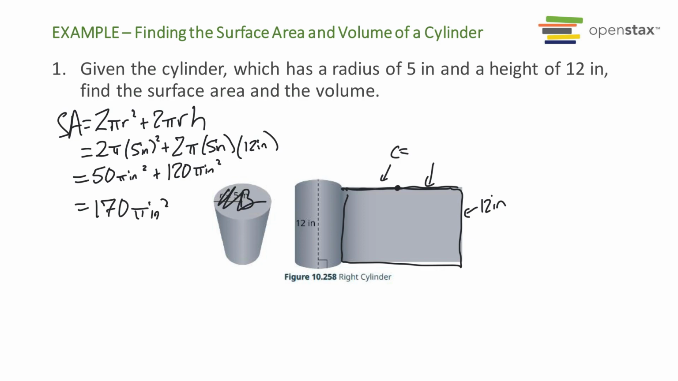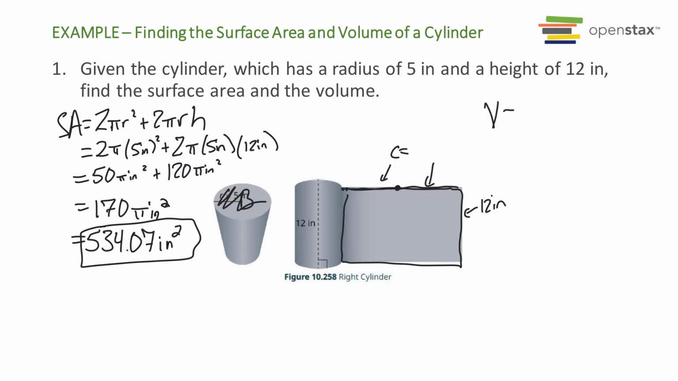And so if I just get to two decimal places, 170 times 3.14159, that gives me 534.07 square inches. So that would be the surface area.